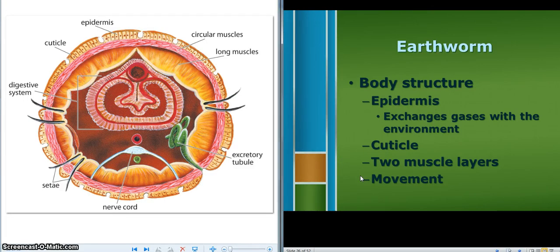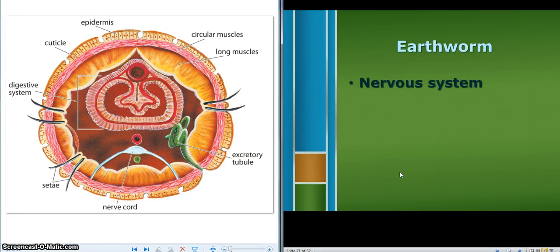It's going to move its way along through a series of contractions, hunkering its setae into the ground, and then contracting muscles to pull itself up. So it stretches thin, sticks the setae into the ground, and then contracts and catches up.